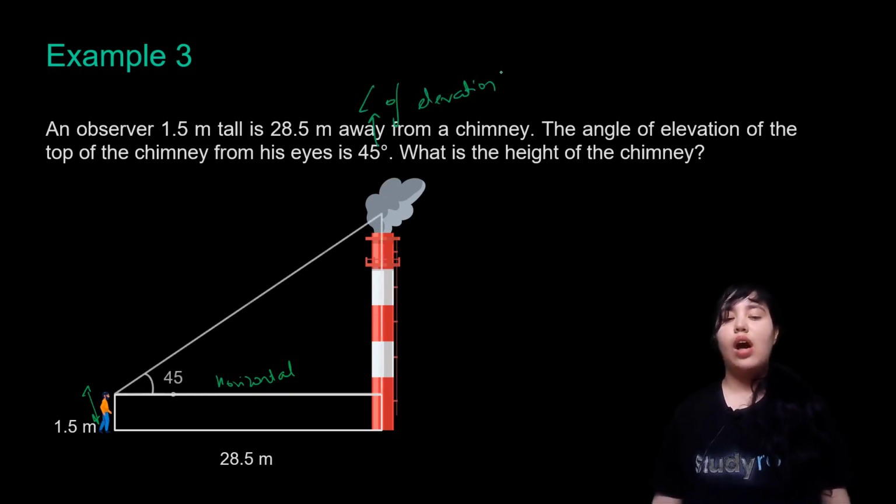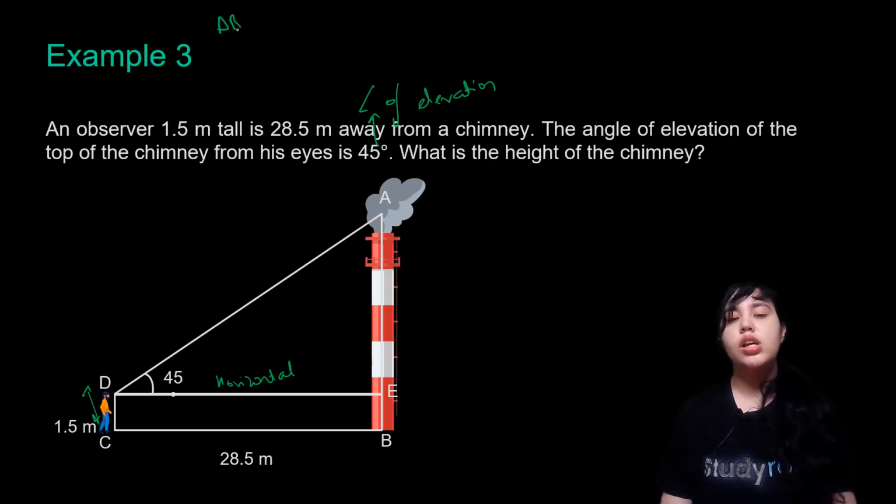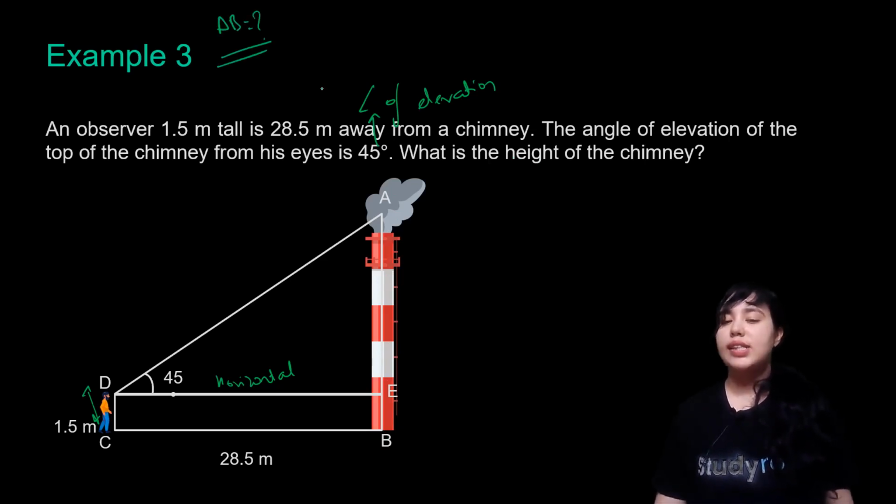So this is how it looks. So here also you can visualize the right angle triangles. So this is the top of the chimney A, this is your foot, this is your head, CD is the height, and B is the foot of this chimney. You have to find out the height of the chimney. So this height will be what? AB. So in the question, AB is what they are asking.